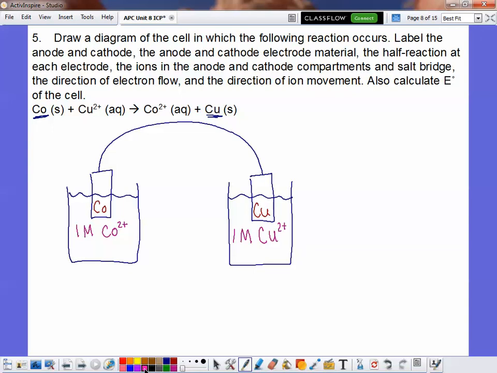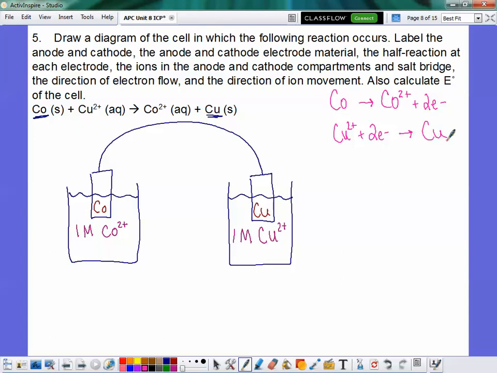From our full equation, I'm going to write off to the side the two half reactions based on the equation as written. So my first half reaction is going to be what? Co to Co2+. Where did the electrons go there? On the right. And that's going to be 2 electrons. And my second half reaction is? Yep, and my electrons are on the left there.